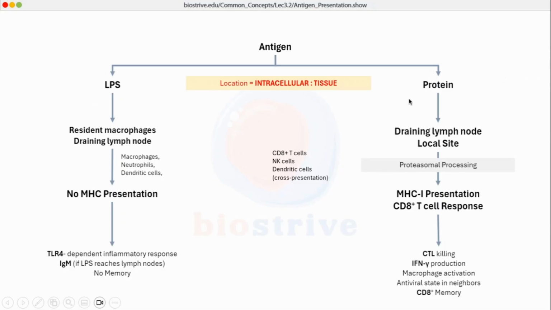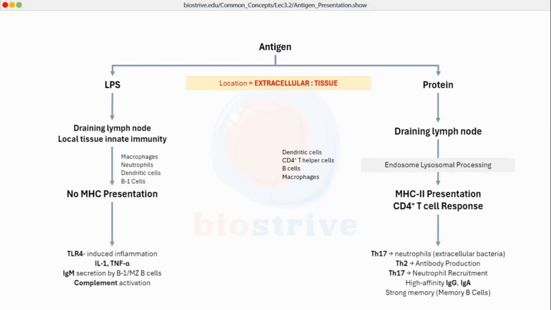In case of protein antigens, they will be taken down to draining lymph nodes at the local site. Proteasomal processing will be there. They will be taken care of by MHC-I based presentation and CD8 positive T cytotoxic cells, and these cells will be converted into CTL killing cells, and interferon gamma production will be there. Macrophage activation will be there. The antiviral state in neighboring cells will be induced, and there will be generation of memory T cells as well.